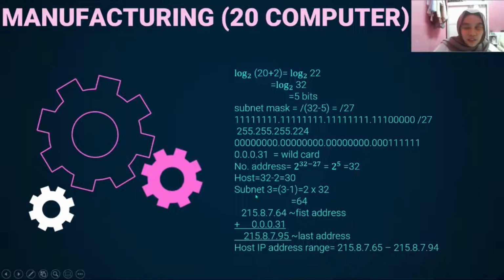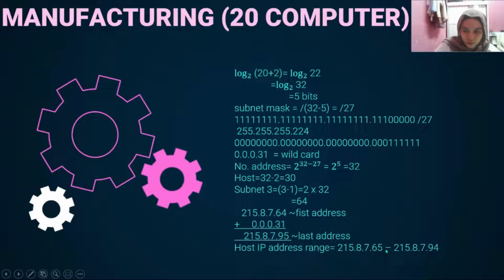This is the third subnet. We are going to put 3 minus 1 equal to 2, multiply by 32, you will get 64. And then you are going to put 64 in the 4th octet of the IP address, and then you will get the first address, and then you're going to add the wildcard, and then you will get the last address, also a broadcast address, which is 215.8.7.95.